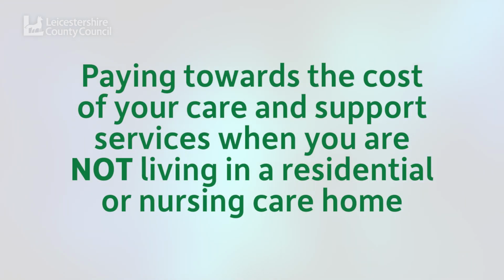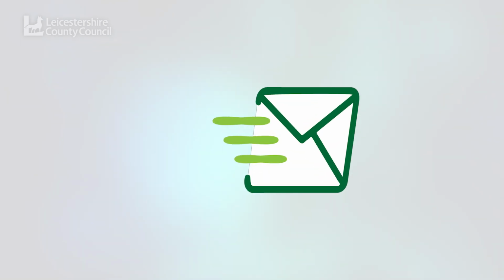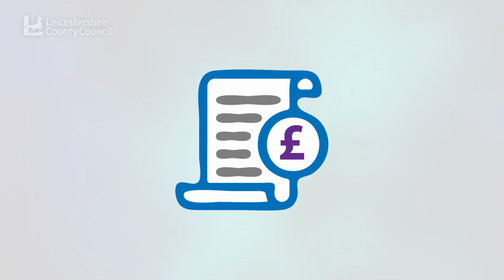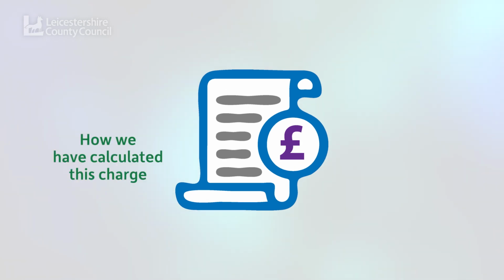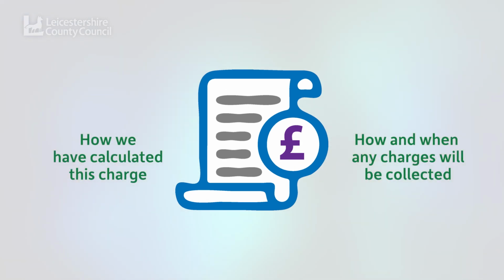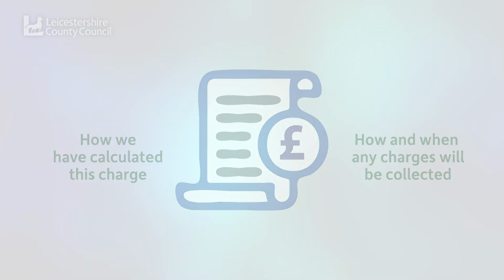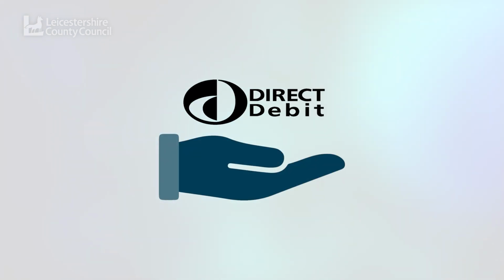Paying towards the cost of your care and support services when you are not living in a residential or nursing care home. This is known as non-residential. Once your financial assessment is complete, we will send you a letter letting you know how much you will need to pay, how this has been worked out, and how and why any charges will be collected. We normally expect you to pay your charge by direct debit if your care and support services are arranged on your behalf, and there is a weekly administration charge for the service.